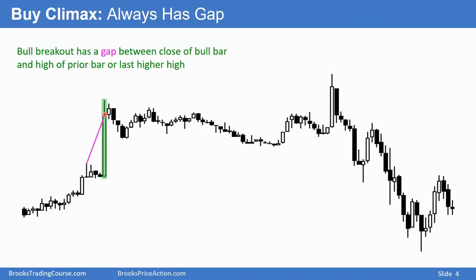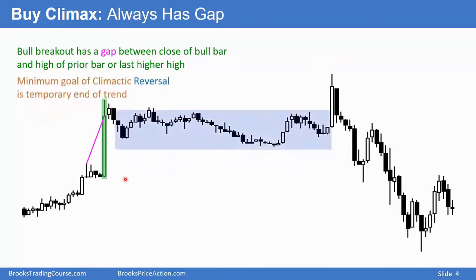We have a strong bull breakout, and initially there's a gap between the close of this bar and the high of any of these bars. We went sideways. We have a buy climax, but we did not reverse all the way to the bottom of the buy climax, and we did not close the gap, at least not for 30 or 40 bars.